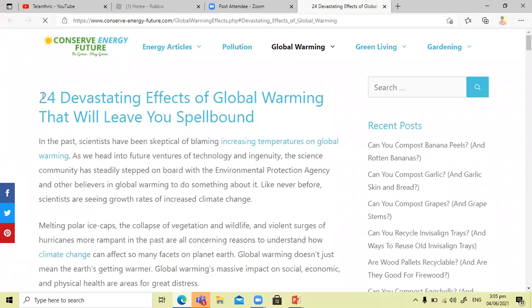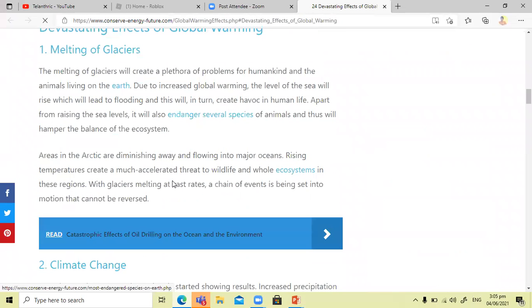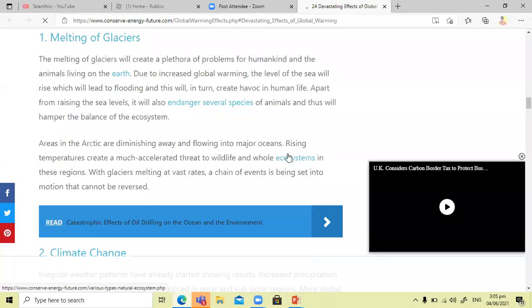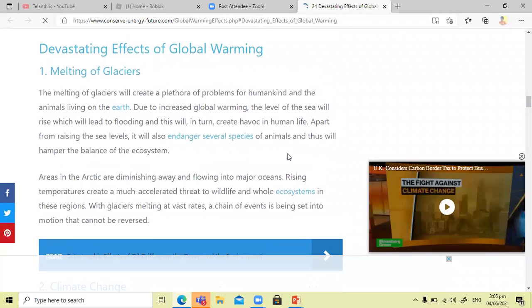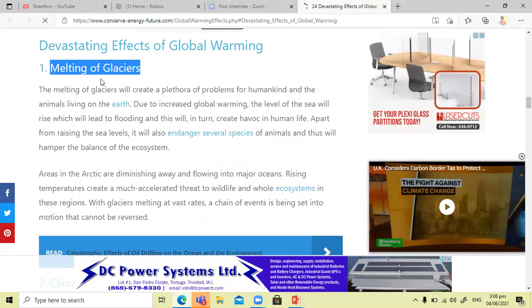So here are some effects of global warming. First thing is the melting of glaciers. So the gas we keep putting in the air, who can explain this? The melting of glaciers.